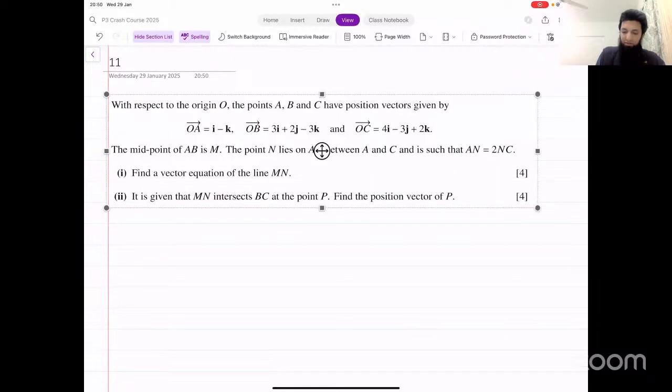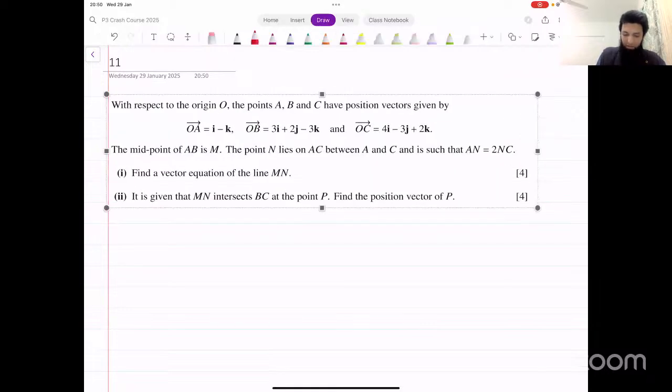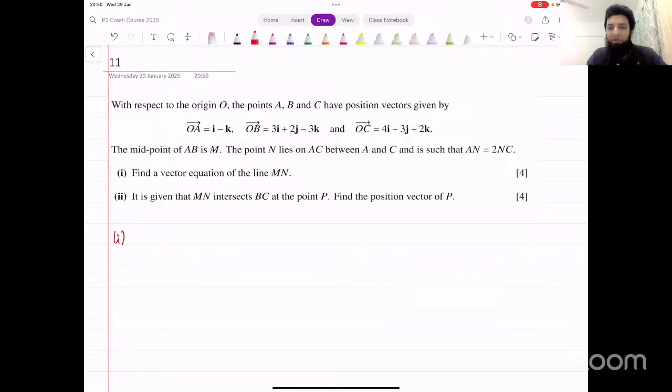These ratio questions, they are sometimes a bit tricky. Let's see how to deal with them.